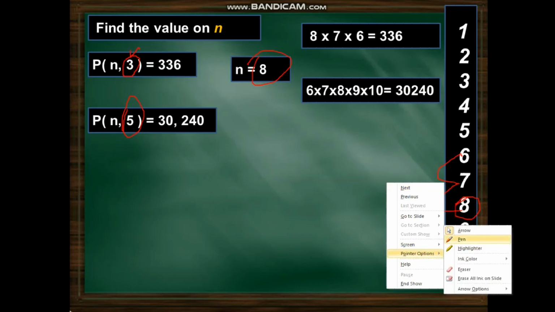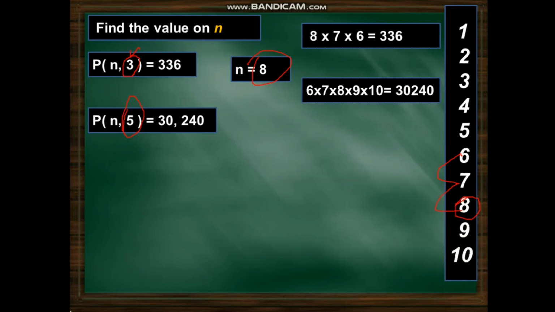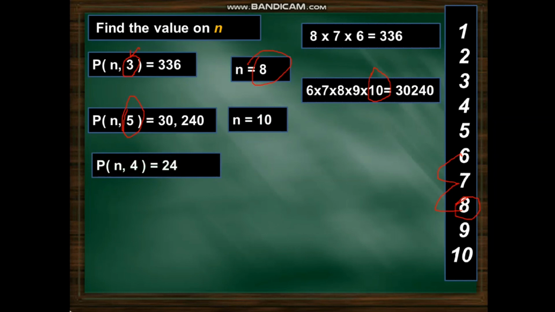Then simply, kuhanin mo yung kanyang highest number. Ano ba yung highest number dyan? So yung highest number natin is equivalent to 10. And therefore, our n is equivalent to 10. Ganun lang. Let's do the next example. You have now n is unknown. Then we have 4 as our r, and 24 is equivalent to our possible permutation.